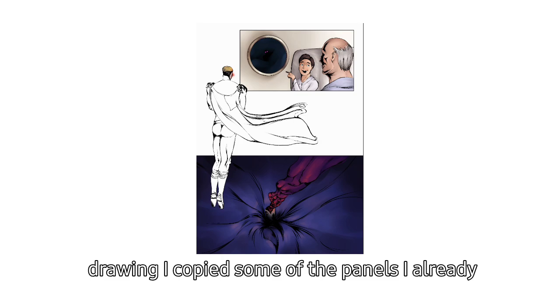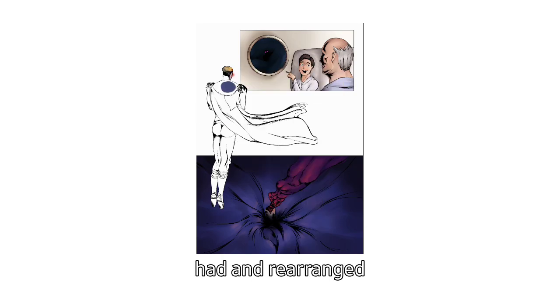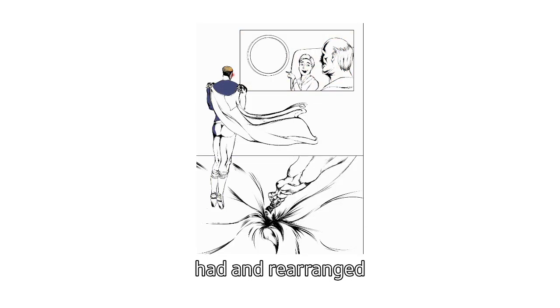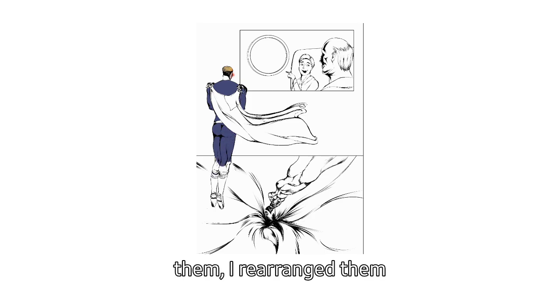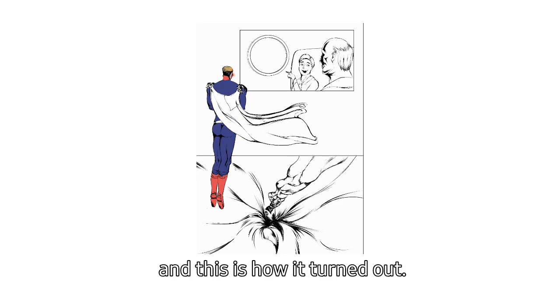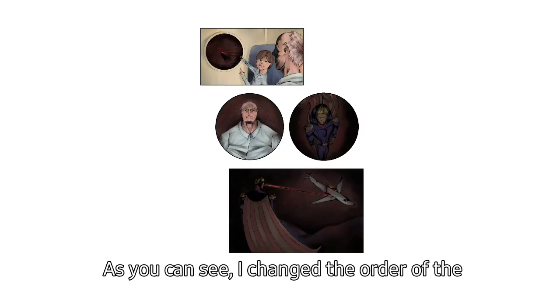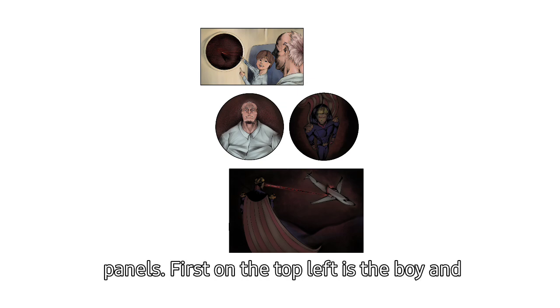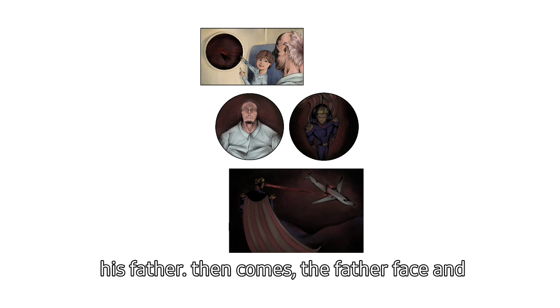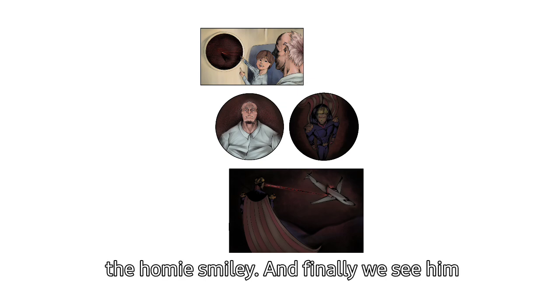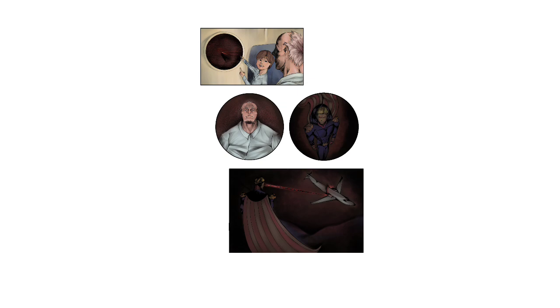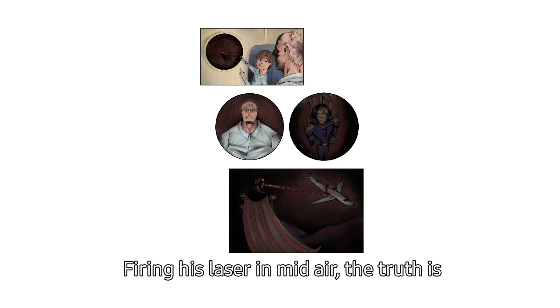I copied some of the panels and rearranged them, and this is how it turned out. As you can see, I changed the order of the panels. First, on the top left is the boy and his father, then comes the father's face and the homie smiling. And finally we see him firing his laser in midair.